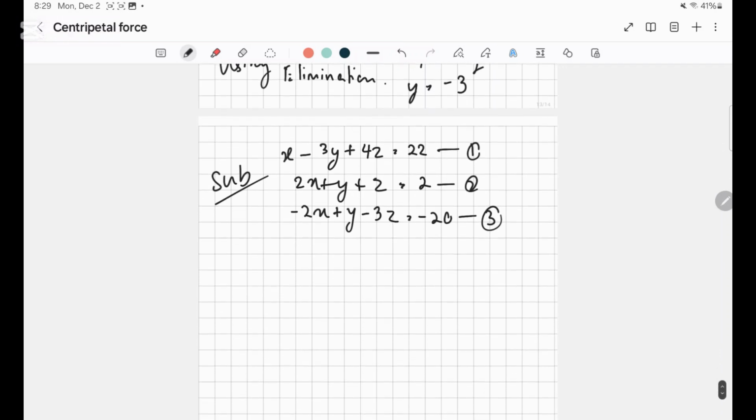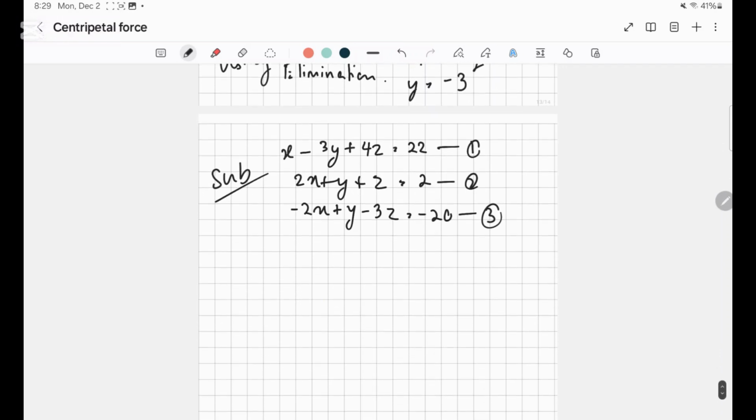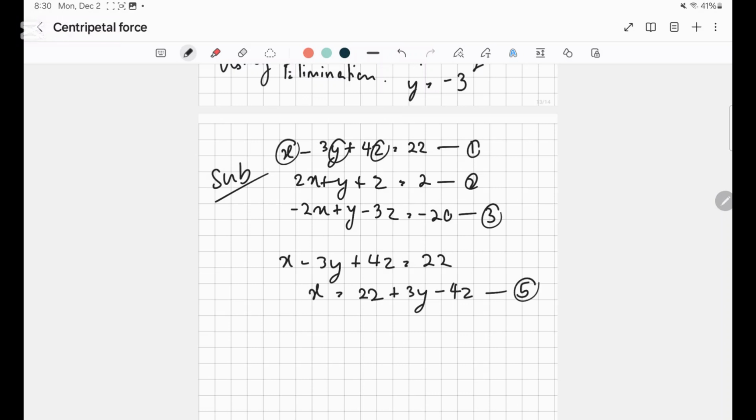So in substitution, you can take any of the three equations you like, and we subject one term. You can subject x, y, z, anything. So I'm just going to subject x, because I like x. So x minus 3y plus 4z equals 22. So x equals 22 plus 3y minus 4z. Now we subjected x. We'll name it as the fourth equation.